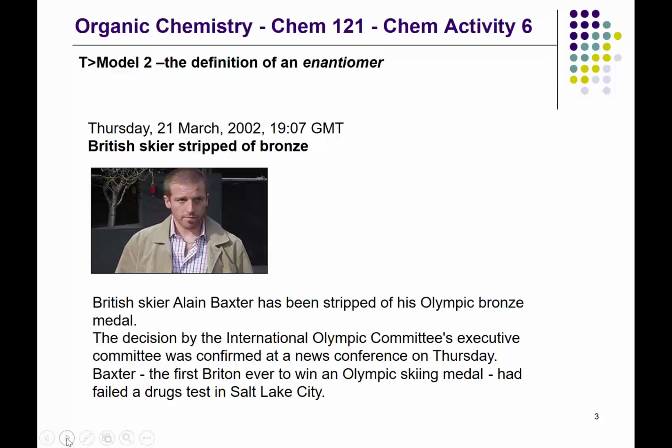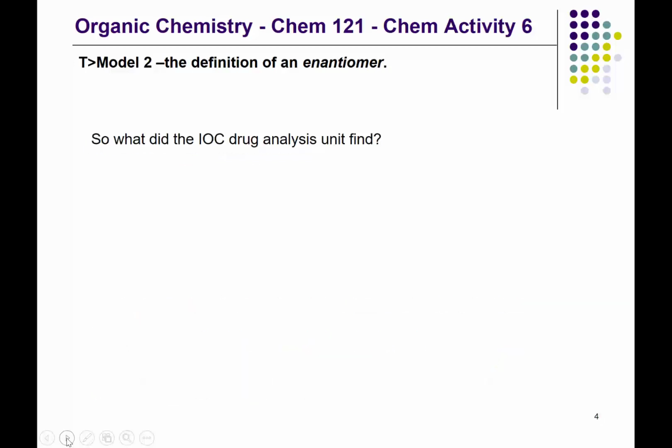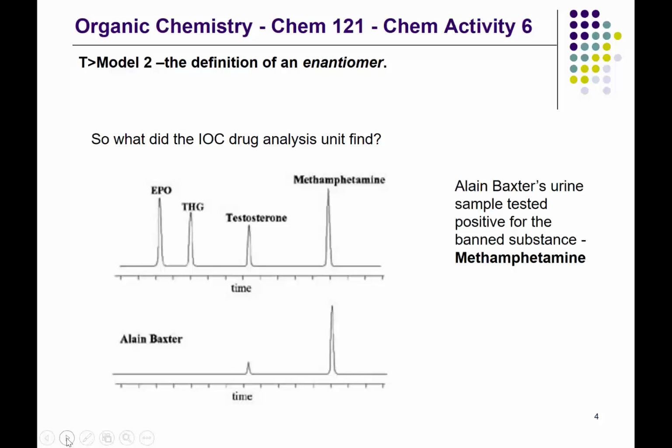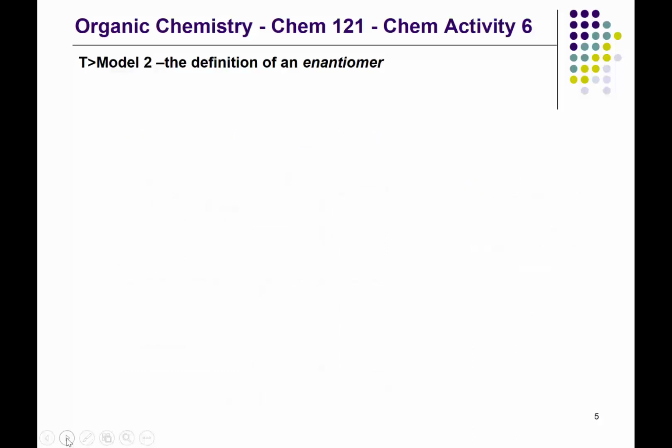You can imagine he was a very disappointed athlete. Well, let's find out a little bit more about this drug test. So what did the International Olympic Committee's drug analysis find? So here we have a chromatogram showing some banned substances, and we also have a chromatogram showing an analysis of Alan Baxter's urine. So as it turns out, Alan Baxter's urine contained the banned substance methamphetamine. Now, methamphetamine is also known as speed.